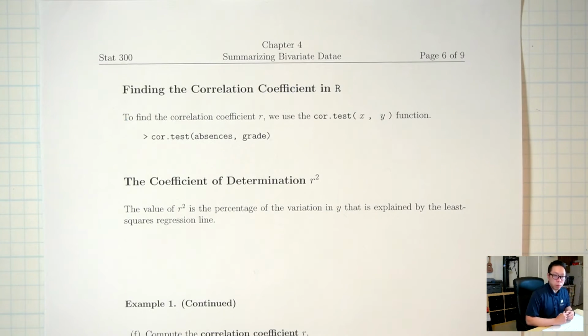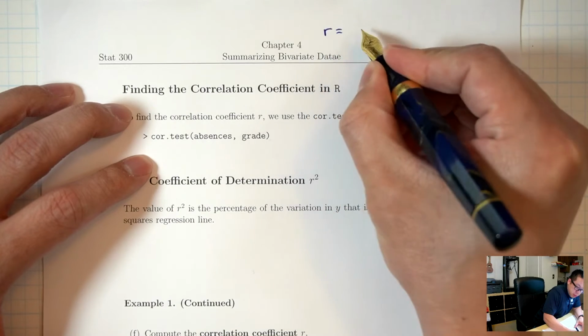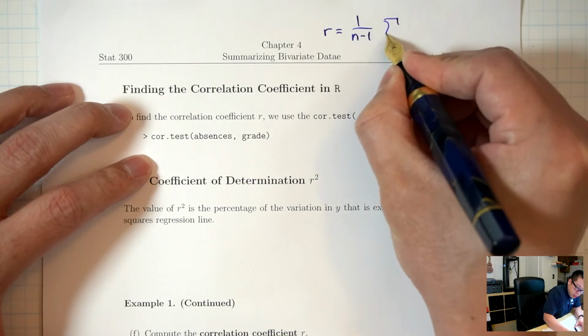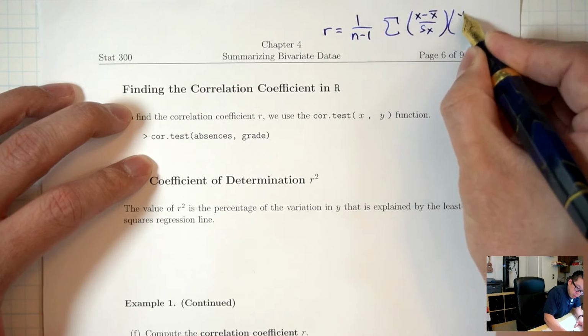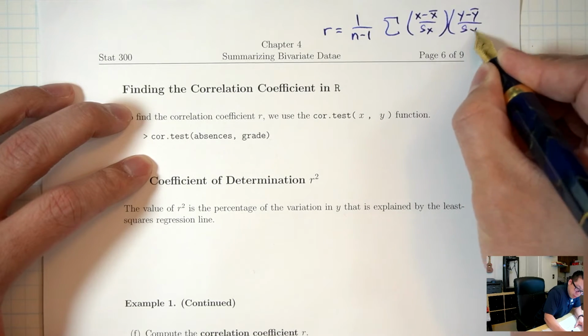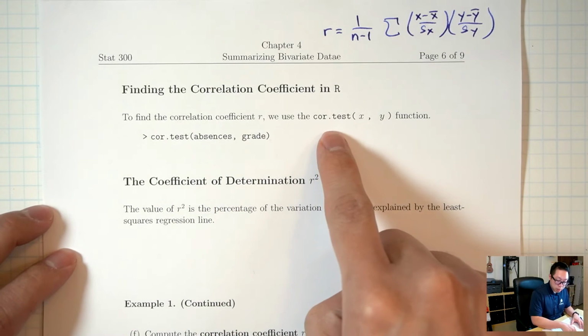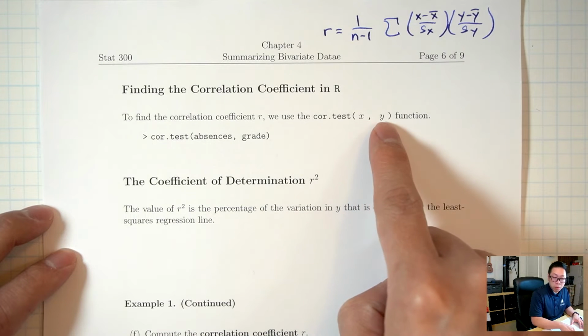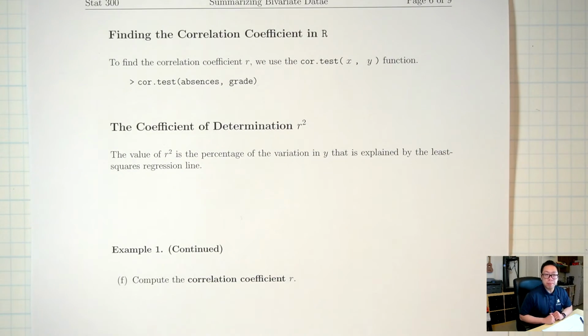How do we actually find the correlation coefficient R? There is a way to do it by hand, which we're not going to do, but let me just write down the formula to show you why you don't want to do it by hand. To do it by hand, the formula is this. Looks like a pain. It is a pain. So we're not going to do it by hand. We're going to use R. The command in R is going to be cor.test, whatever you called your X, comma, whatever you called your Y. Okay, so let me switch over to R and then find the correlation coefficient.